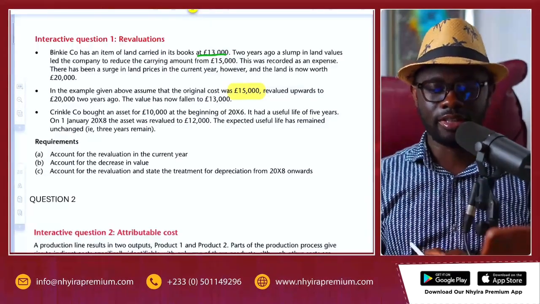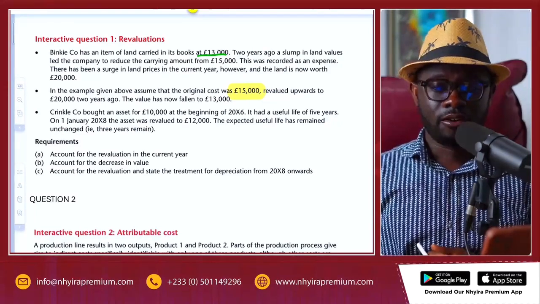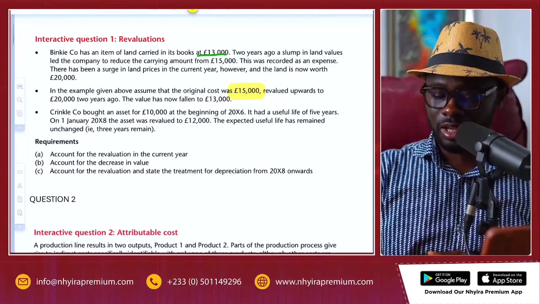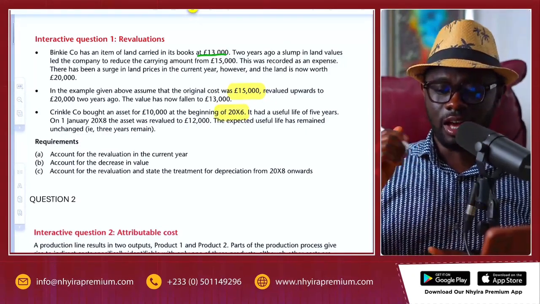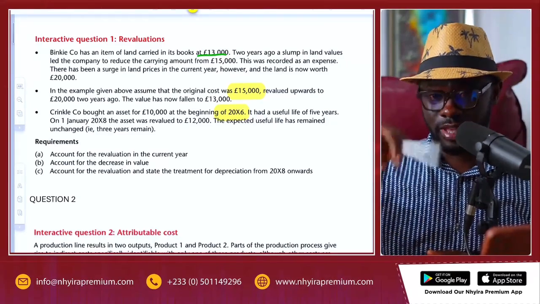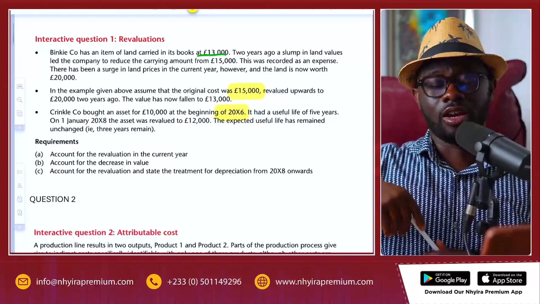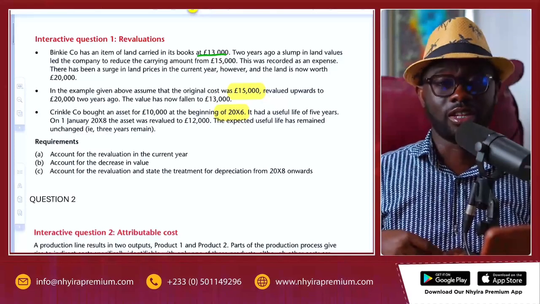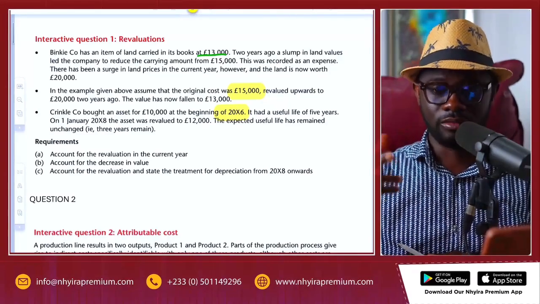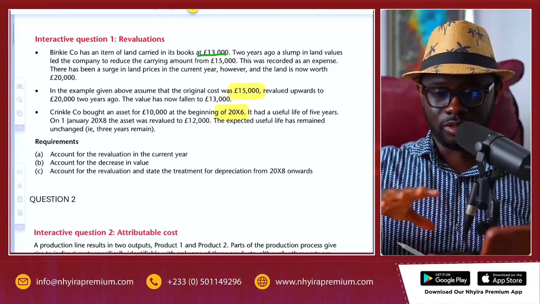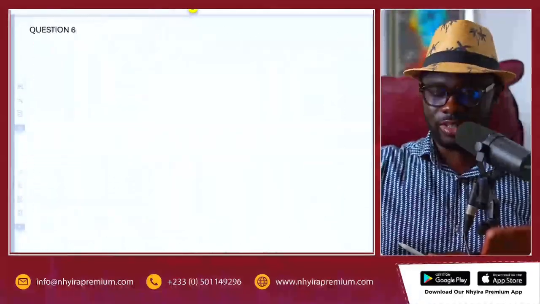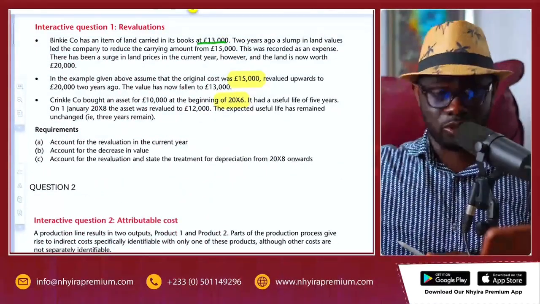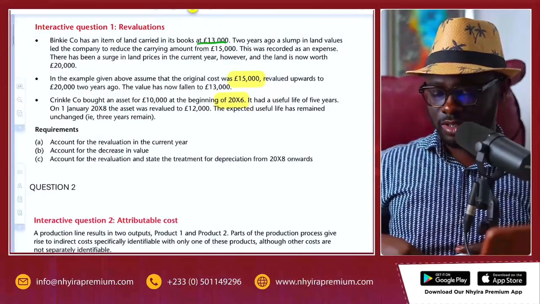Let's look at the final scenario here. It says that Crinkle Co. bought an asset for £10,000 at the beginning of 20x6. Now, for disclaimer purposes, these questions are coming from the Corporate Reporting and Audit and Assurance manual of the Institute of Chartered Accountants in England and Wales. So that's where we are picking these questions from, and we have a ton of questions here that we're going to be going through throughout this masterclass. That is the source document for some of these questions.